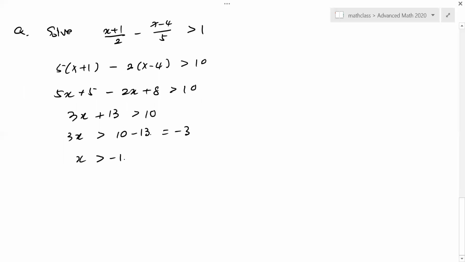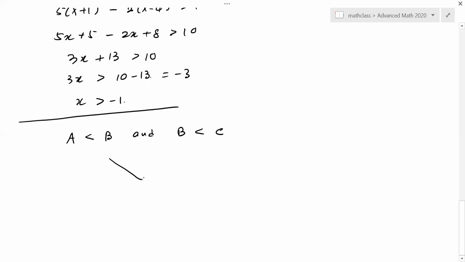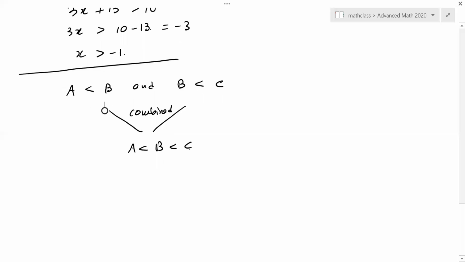Now, okay, let's talk about a new type of inequalities. If you have two inequalities, A less than B and B less than C, sometimes they can combine into one simple inequality. Those two inequalities are equivalent because they have the same direction and they share the same B here. So that's why you can write in this form.